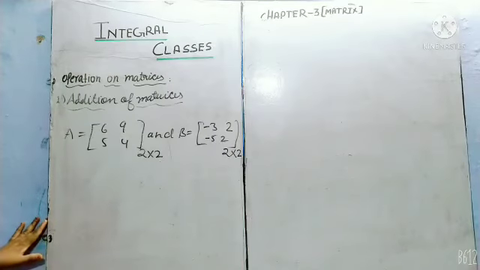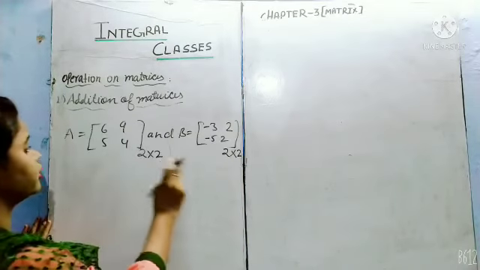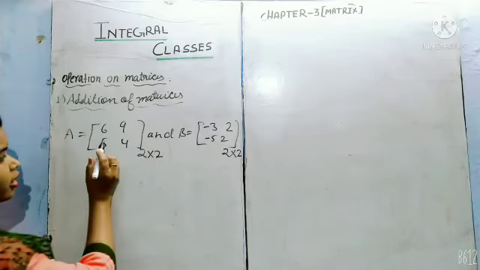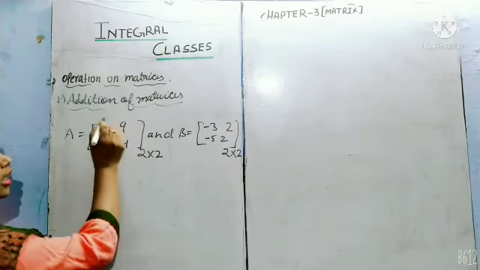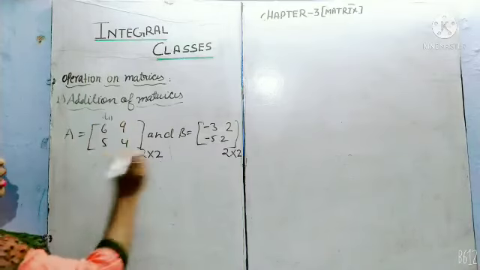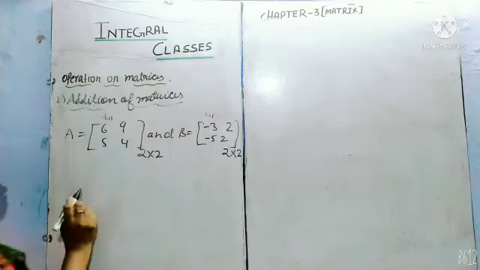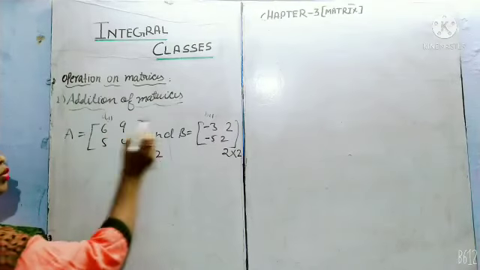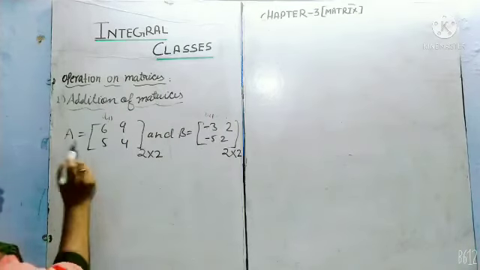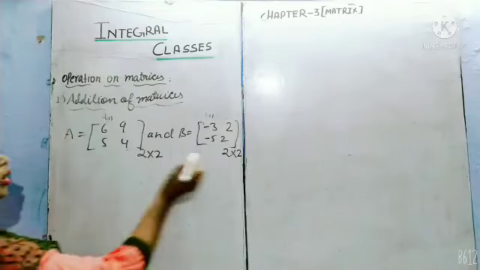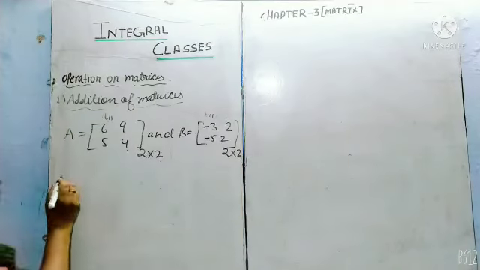Now if we add two matrices of the same order, the sum is obtained by adding the corresponding elements. What is the meaning of corresponding elements? It means A11 is added to B11. Similarly, A12 is added to B12, A21 to B21, and A22 to B22. Let's apply it here.